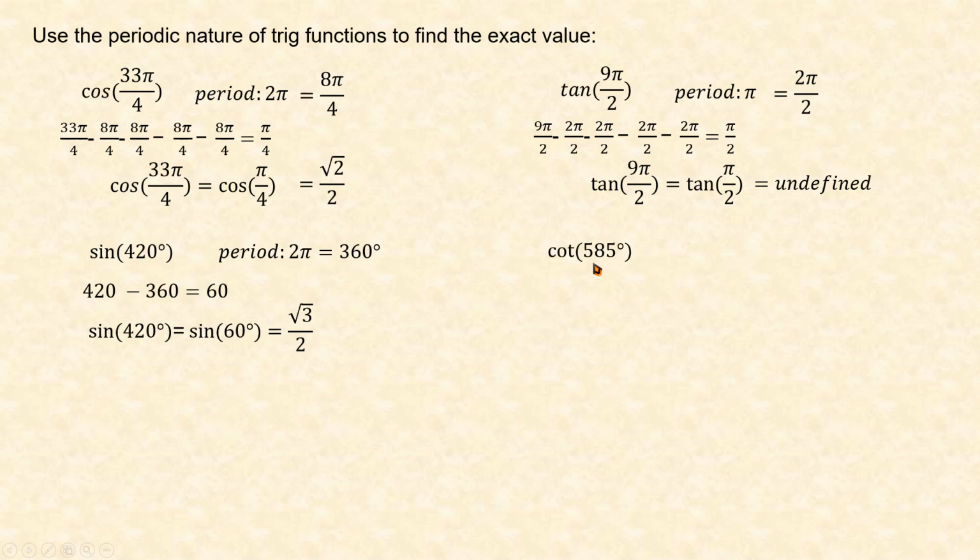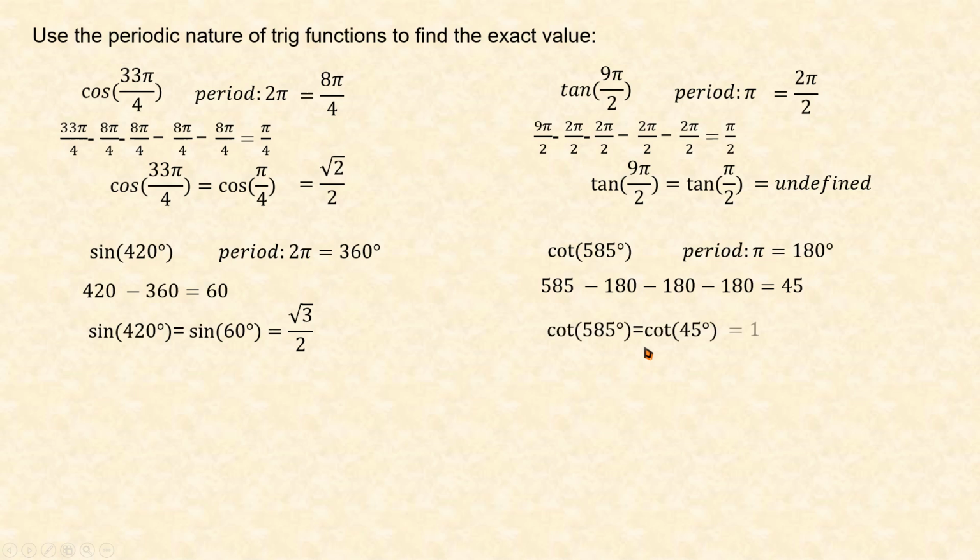And here, cotangent of this, again, use the period and convert that to degrees. The period is pi, so it's 180. I subtract a bunch of 180 until I have a small enough degree inside the circle. So 45. Cotangent of 45 is the same as cotangent of 585, which is 1.